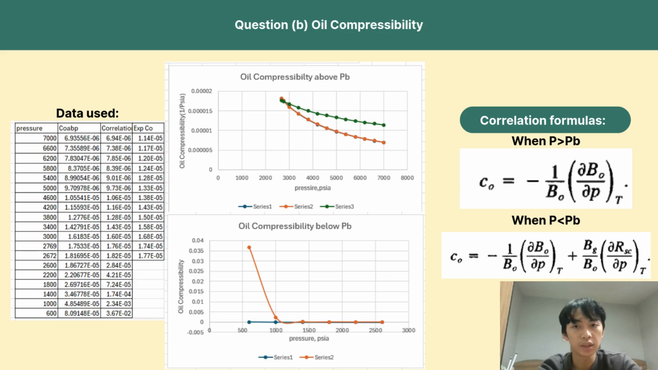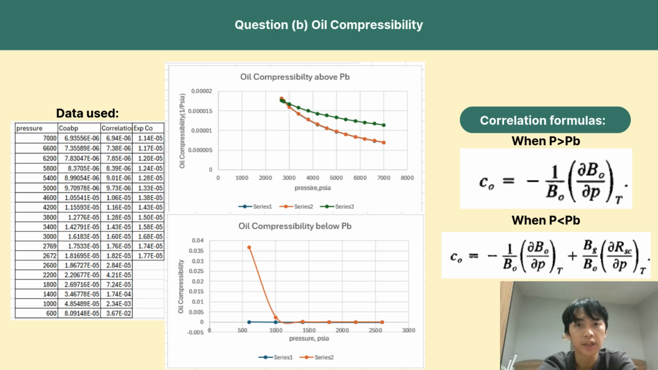So for question B, we took the pressures from the CCE experiment, from 7,000 down to 600, and put them into the Excel plugin. As you can see, with compressibility and bubble point pressure, the correlation is where we use manual calculation with the formulas on the right-hand side. There is one formula for when the pressure is above the bubble point, and another for when it is below the bubble point. Then we took the compressibility stated from the experiment as well.